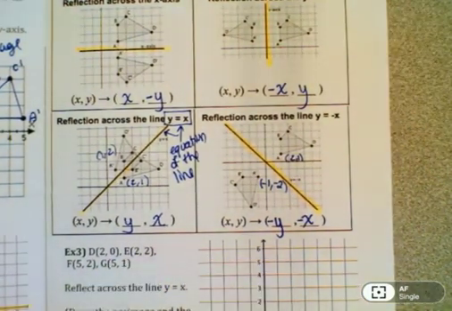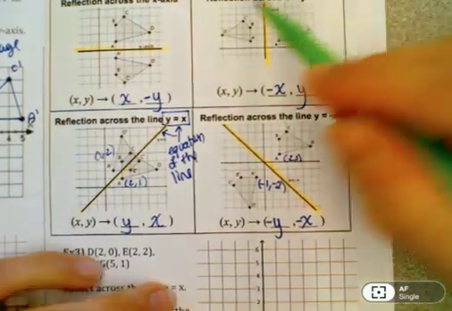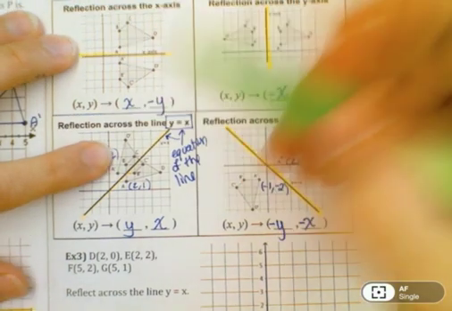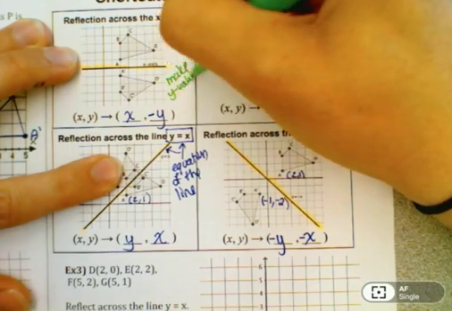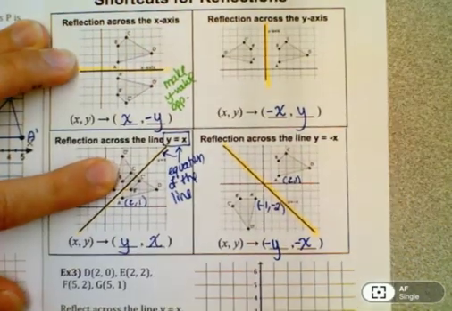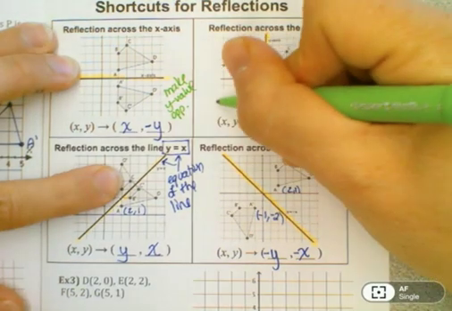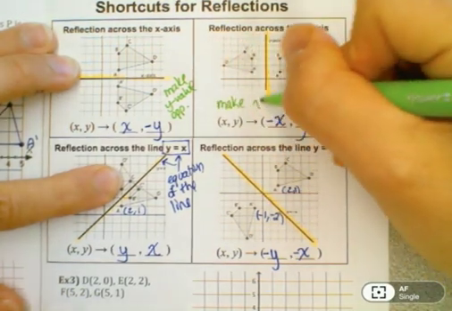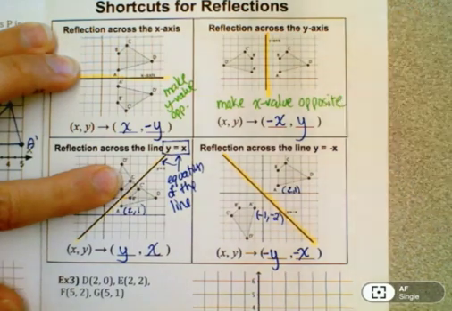So I want to write a couple of little hints in here because sometimes the coordinate notation is really complicated even when the rule is not. So let's try to write little shortcuts for ourselves. When we reflect across the x-axis, you just make the y value the opposite. That's all you're doing. Everything else stays the same. When you reflect across the y-axis, you make the x value opposite, and everything else stays the same.